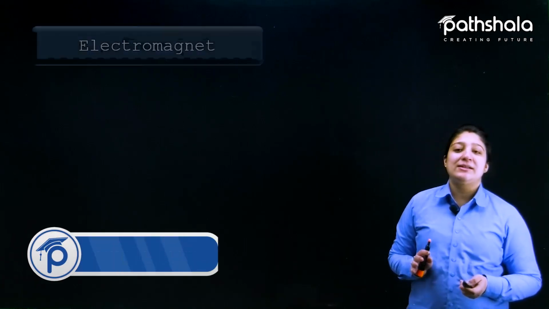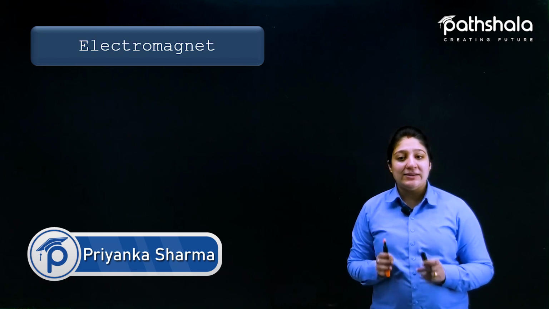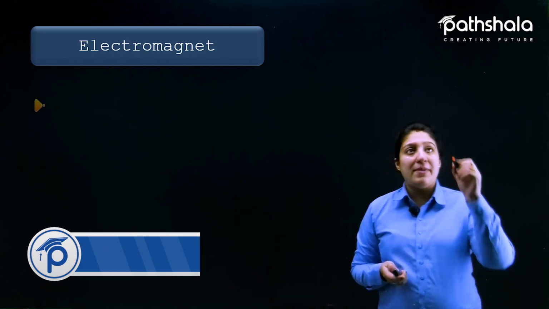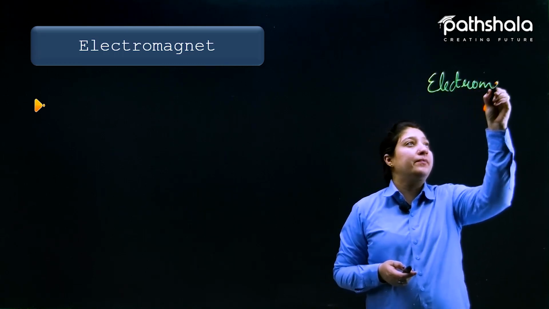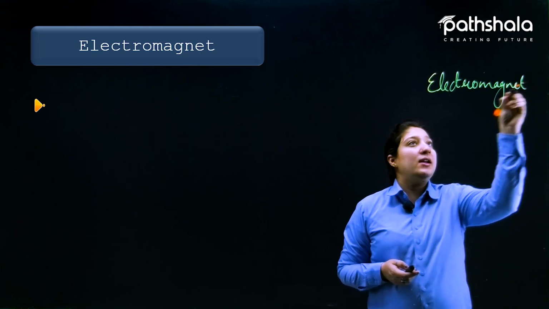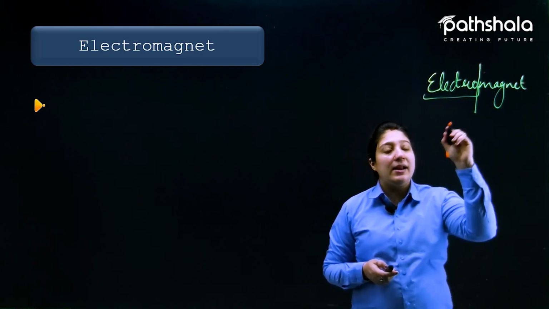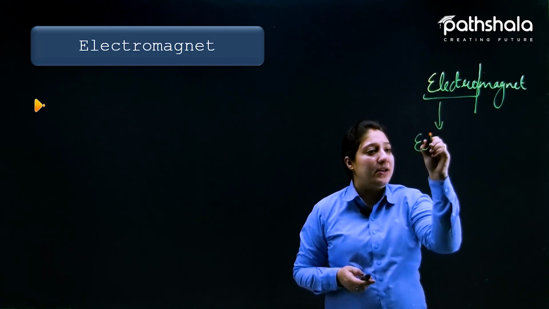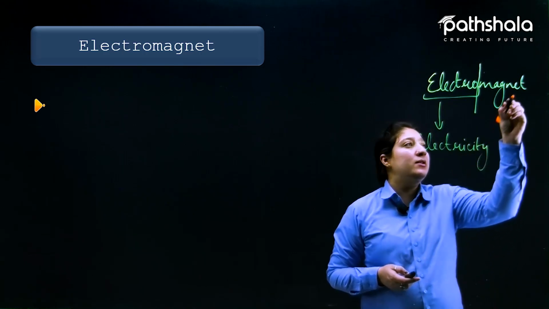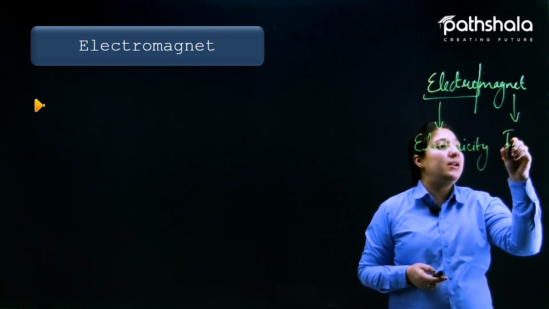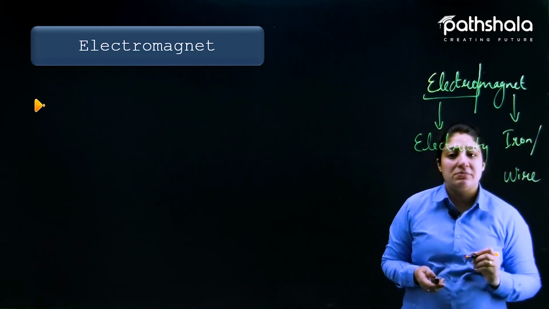To our next topic, that is electromagnet. So what exactly is an electromagnet? Understand here. The term itself describes the word. If we divide the term into two parts, electro here means electricity, and the magnet here is the iron material or the wire through which the electricity is passing.